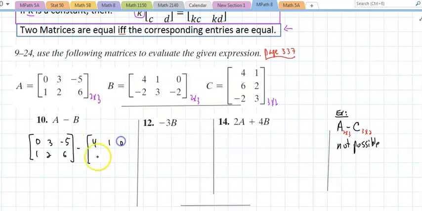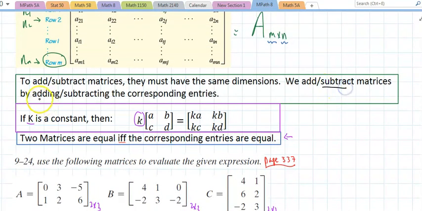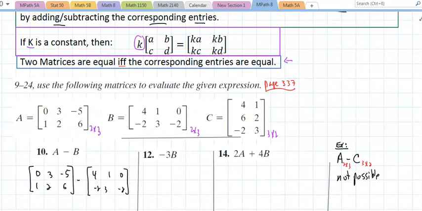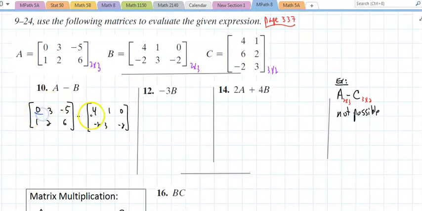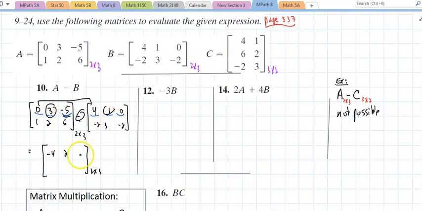And the way you would add or subtract matrices, you would add or subtract the corresponding entries. So if I glance at those, those are corresponding, those are corresponding, and those are corresponding. That is, you simply subtract a 2 by 3, you end up with a 2 by 3. That doesn't change. And you would take 0 minus a 4, that's a negative 4. 3 minus a 1, that's a 2. And negative 5 minus 0 is a negative 5. Then you get to the second row, and you take 1 minus a negative 2, that's a 3. 2 minus a 3, that's a negative 1. And 6 minus a negative 2 is an 8.